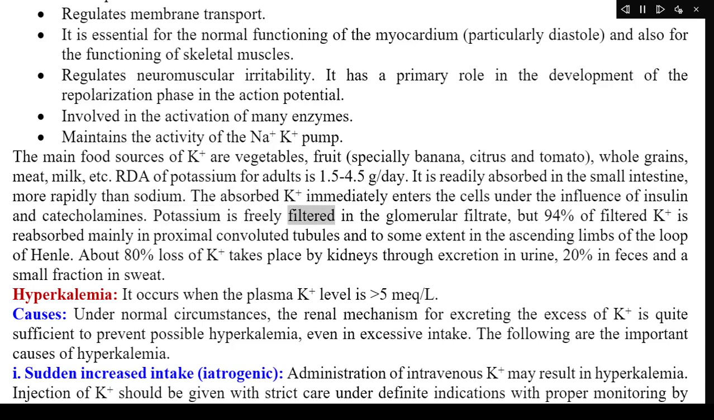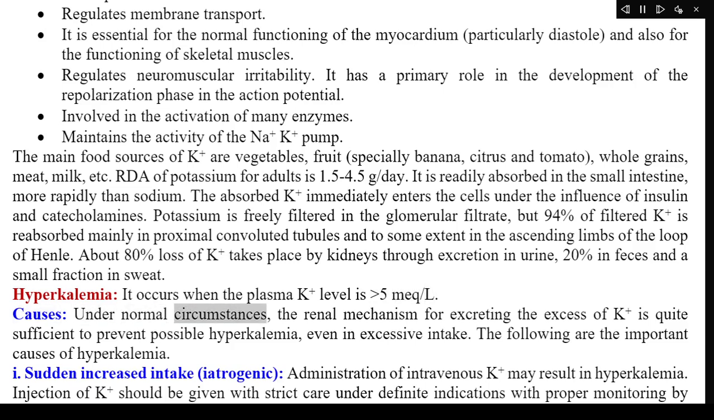Potassium is freely filtered in the glomerular filtrate, but 94% of filtered K+ is reabsorbed mainly in proximal convoluted tubules and to some extent in the ascending limbs of the loop of Henle. About 80% loss of K+ takes place by kidneys through excretion in urine, 20% in feces and a small fraction in sweat. Hyperkalemia. It occurs when the plasma K+ level is greater than 5 milliequivalent/L.